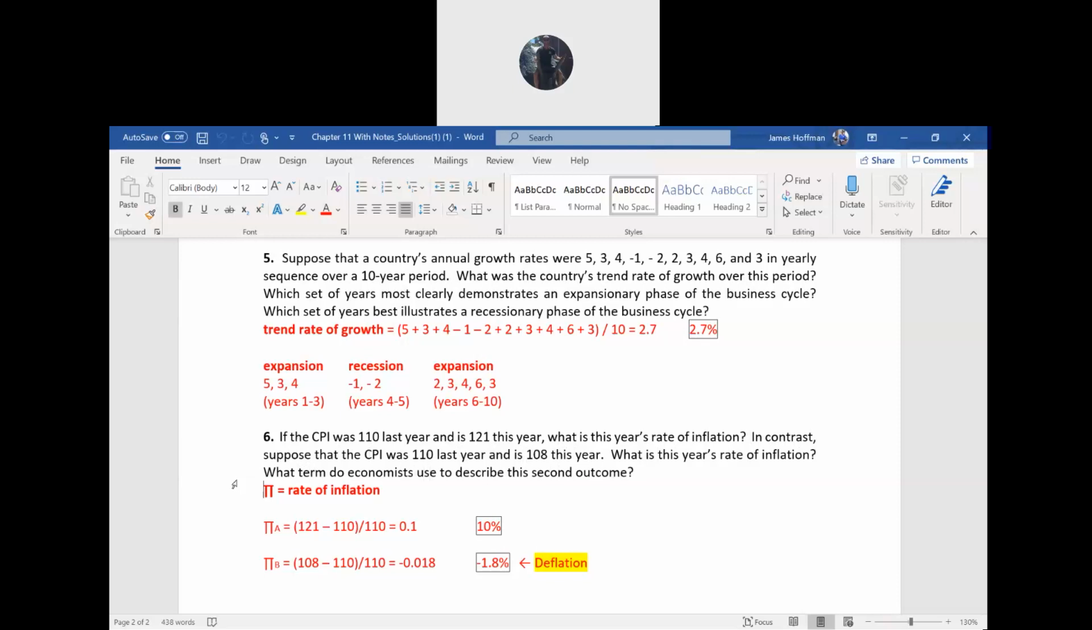Okay, so the first part is this consumer price index, the level of prices went from 110 to 121. So what's the percent change? And the percent change in the CPI is the inflation rate.